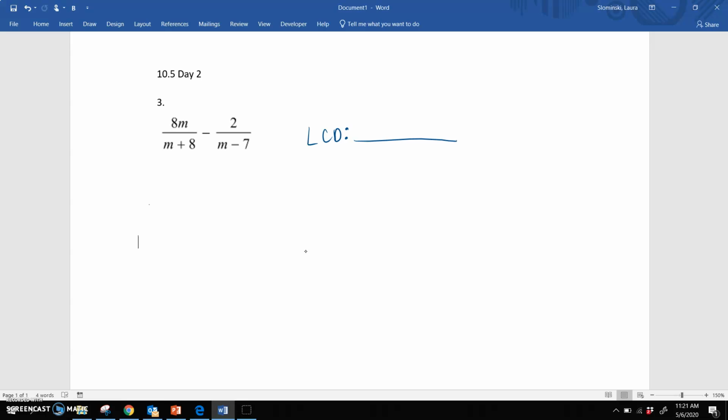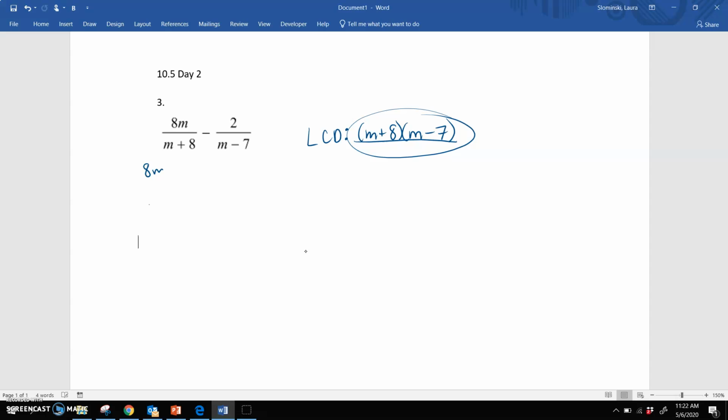So then I take all of the factors of my first fraction, which in this case is m plus 8, and then I go to the second fraction. That one has an m minus 7, which I do not already have, so my least common denominator is going to be m plus 8 times m minus 7. Now my job is to take each of these fractions individually and make it have this least common denominator.